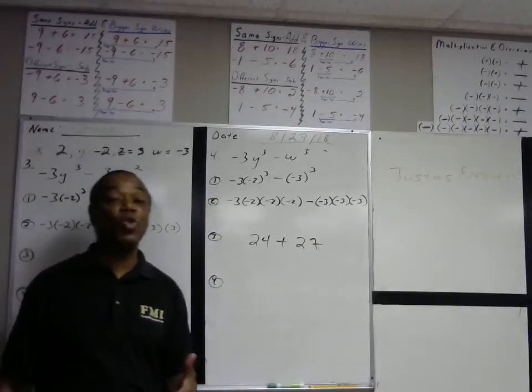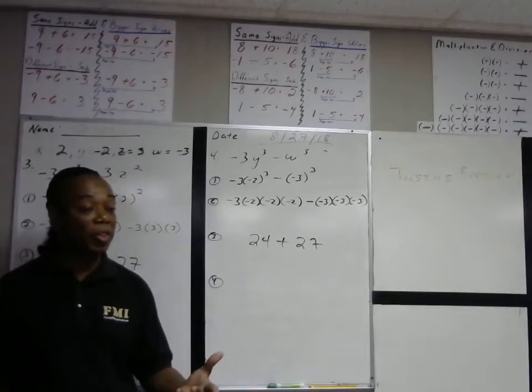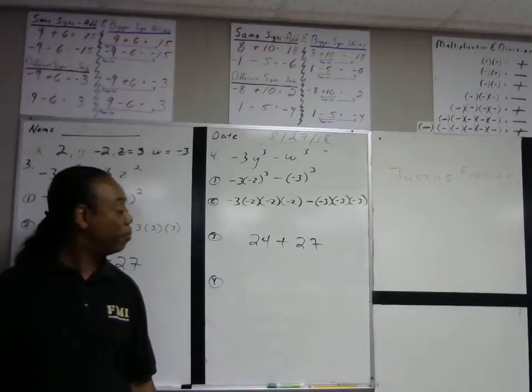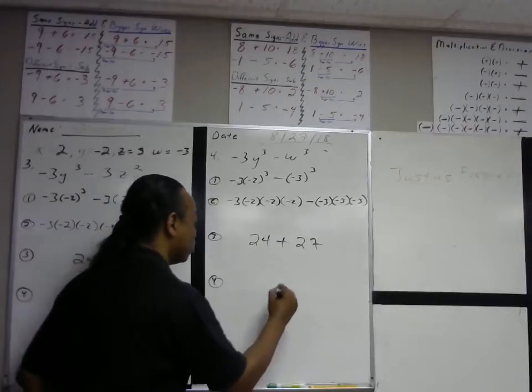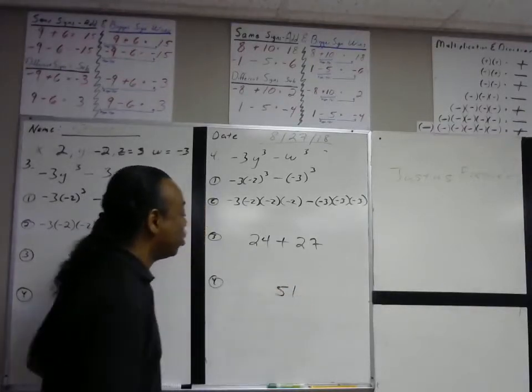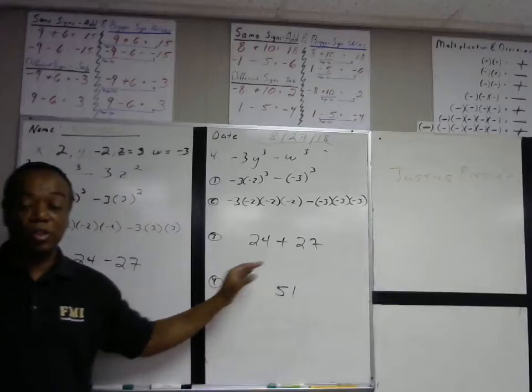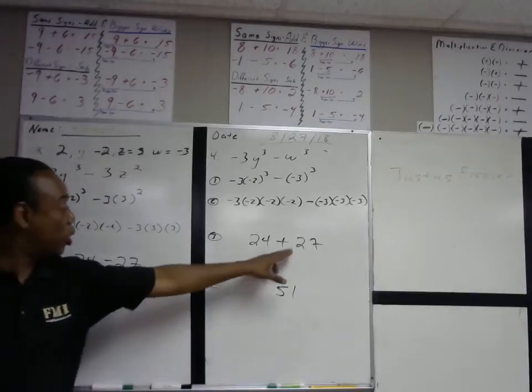And so now we do have same signs, both are positive. Therefore, we're going to get 51. Exactly, same signs add. So we have 51, and it will be positive because the bigger sign wins. So 27 wins.